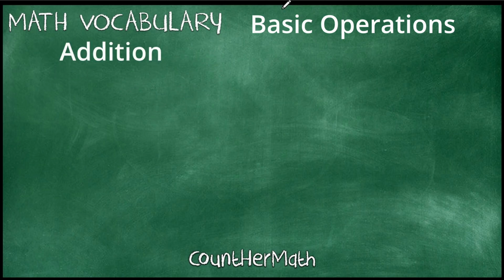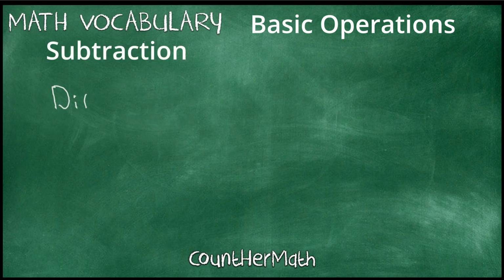When solving an addition problem, we are finding the sum. For example, the sum of 4 and 7 is 11. It's also common to refer to addition as adding or plus. Addition can be done in any order, so if 7 plus 4 clicks better in your head, that is perfectly acceptable. A subtraction problem results in the difference.